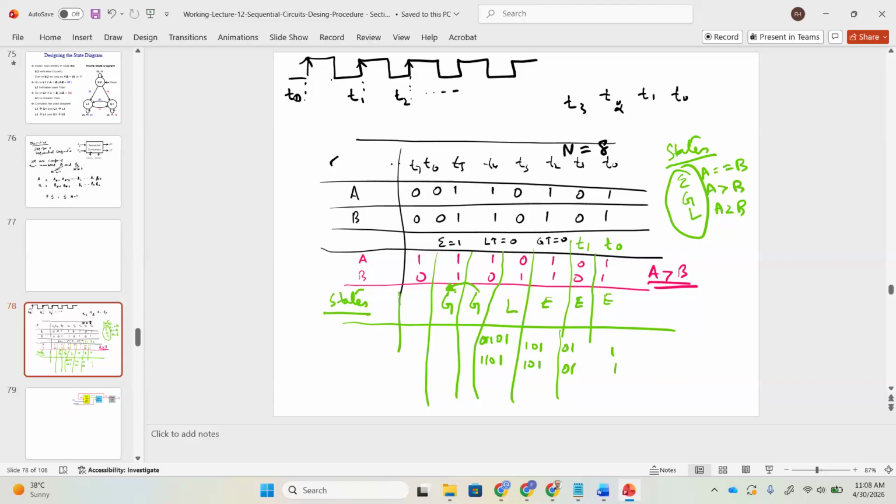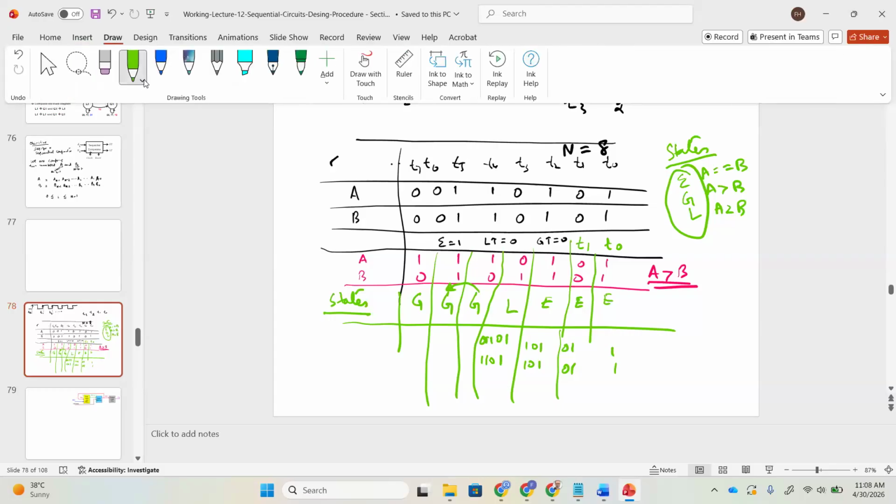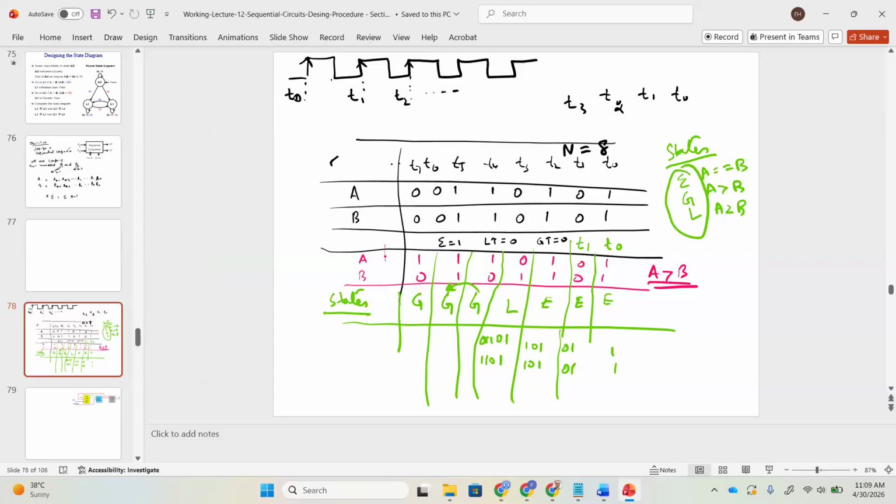If I go to the next state, AI is equal to BI, so it will still be greater, G. But let's assume we have another bit, where A's bit is 0 and B's bit is 1. Now in this case, if we compare all of the bits, which state will it move to? Anyone may answer. Less than. Yes, less. You got it? I got it.